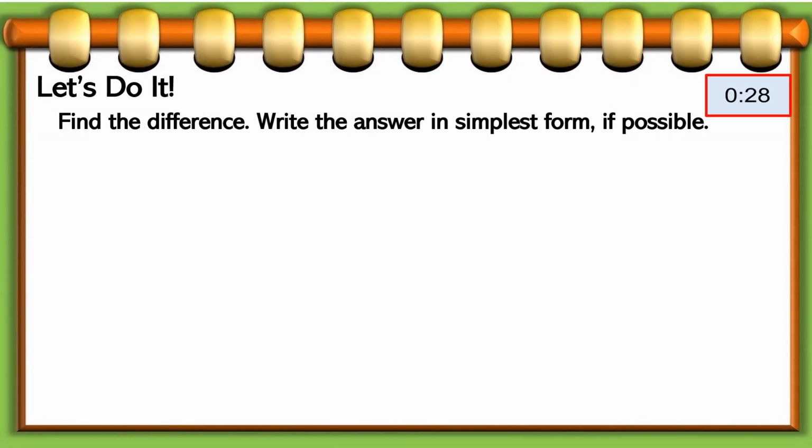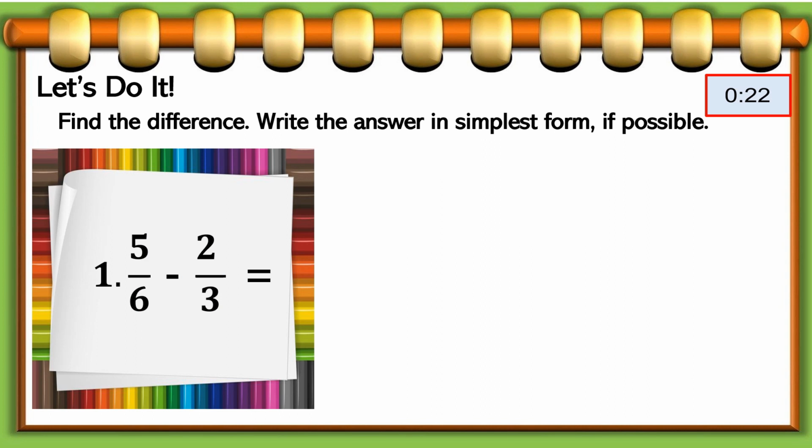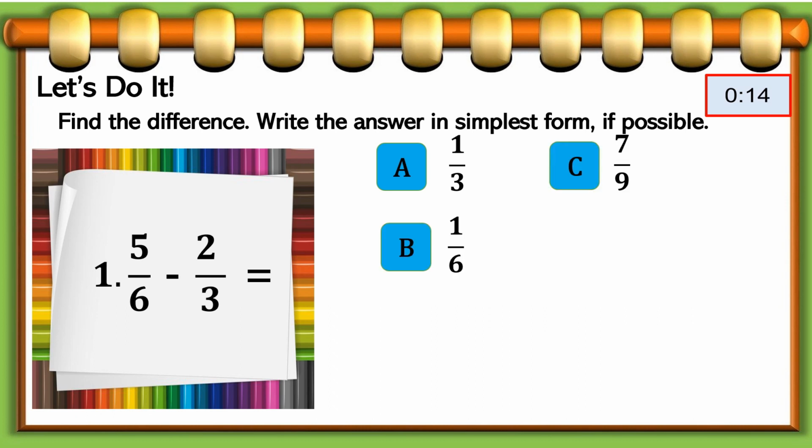Let's do it. Find the difference. Write the answer in simplest form if possible. Number 1, 5 over 6 minus 2 over 3. A, 1/3. B, 1/6. C, 7 over 9. D, 12 over 15.